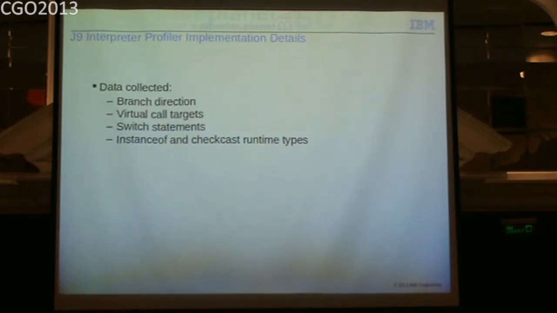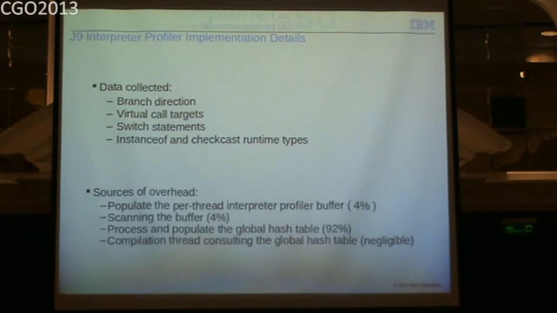In practice, we found it useful to profile 4 types of bytecodes: branches, virtual calls, switch statements, and instanceof and checkcast runtime tests. We also thought it would be useful to figure out where our overhead was coming from. There were 4 logical spots for overhead: populating the per thread buffer in the virtual machine, or the VM; scanning the buffer by the JIT; processing and populating the global hash table by the JIT; and the compilation thread consulting the data. We found that the majority of the overhead came from processing and populating the global hash table.